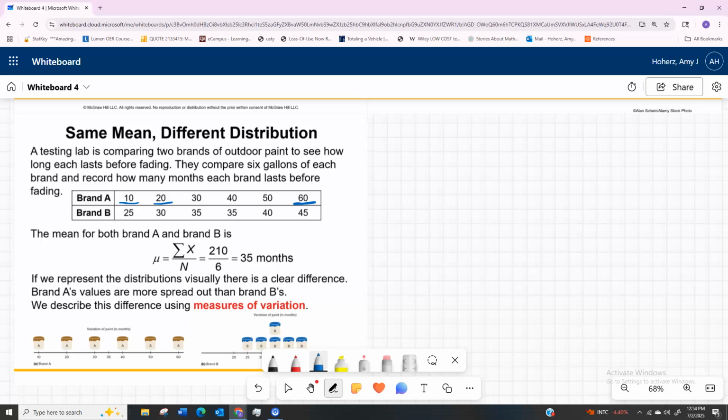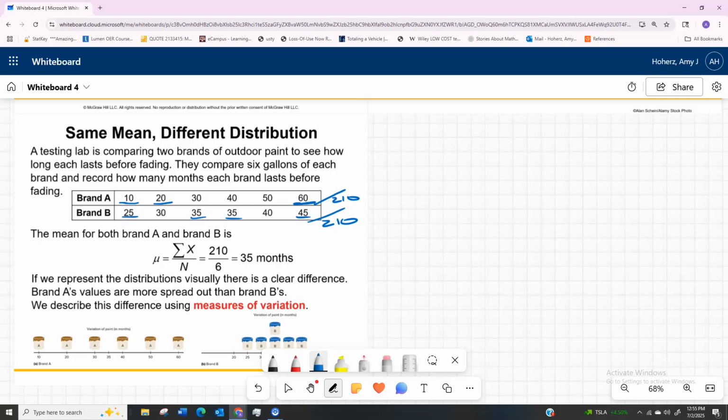But if we look at brand B, we have some repeats. We have a couple 35s. The highest value, they were nice enough to put it in order for us, is only 45 and the lowest value is only 25. So what do we get when we average these? Well, if I add up 10 plus 20 plus 30 plus 40 plus 50 plus 60, I get 210. And if I add up 25 plus 30 plus 35 plus 35 plus 40 plus 45, I also get 210.